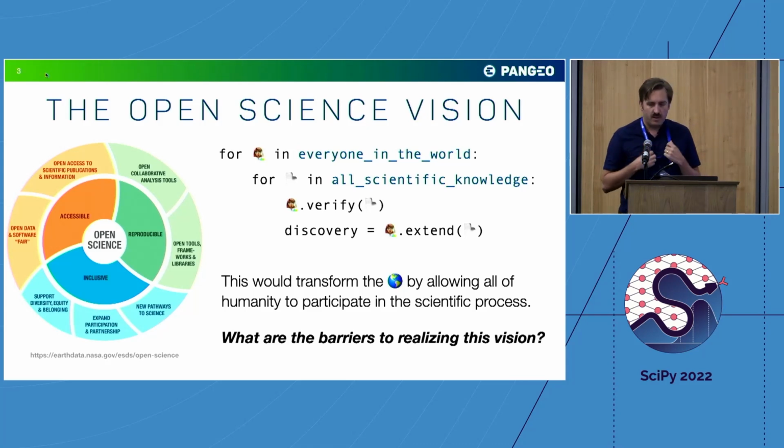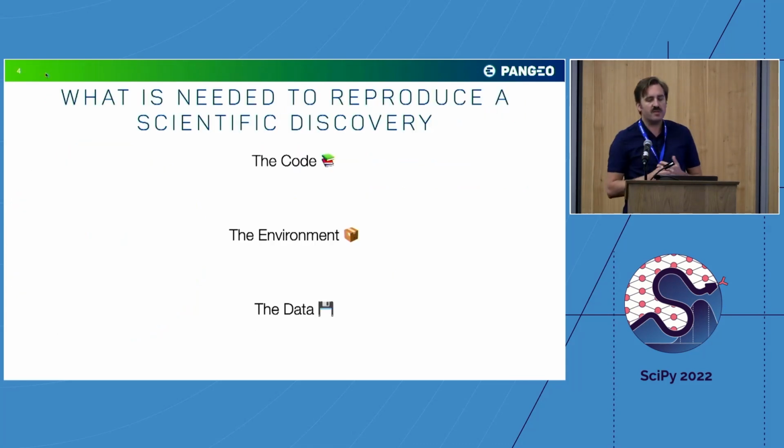There's a lot of course, social and economic and political barriers. In terms of the technical barriers to open science, we tend to think about reproducibility in terms of 3 elements. The code, in order to reproduce a data-driven scientific result, we need the code, we need the environment in which to run the code, and then we need the data that the code acts on.